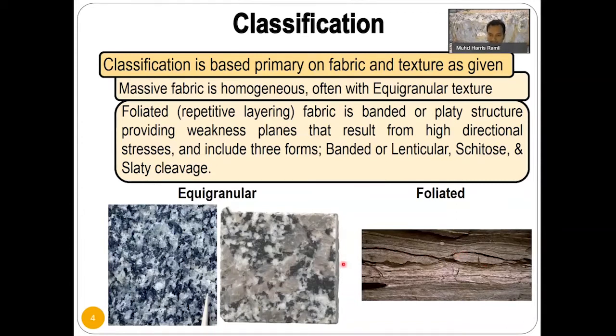So foliation is actually this one. You can see that repetitive layering of a rock. You would see this most of the time with the wood grain. But if you see this in rocks, this only happens to the metamorphic rock.